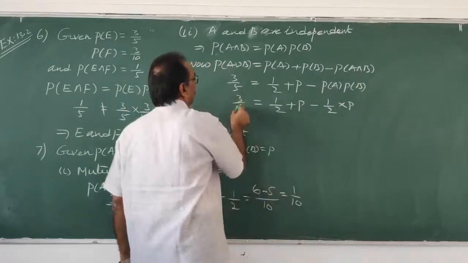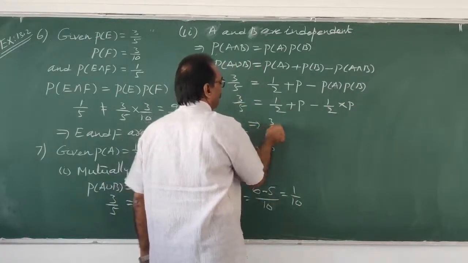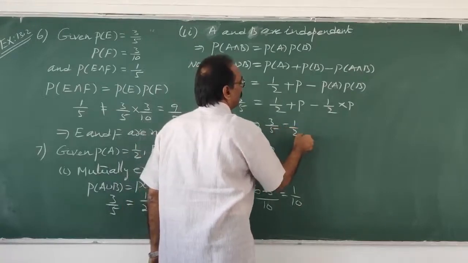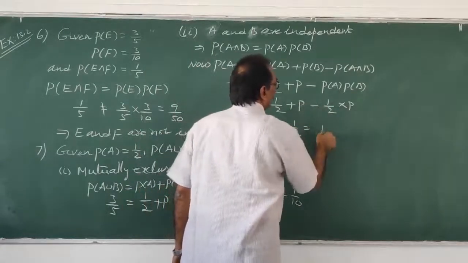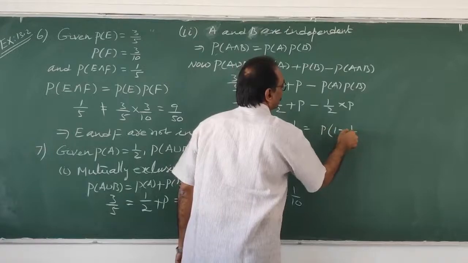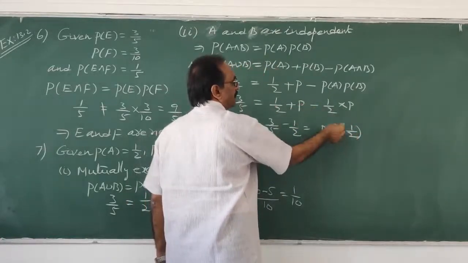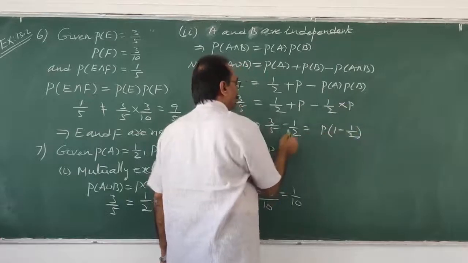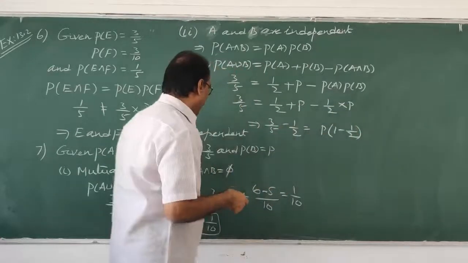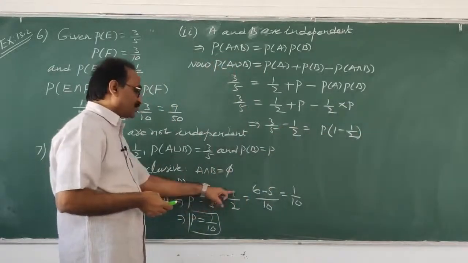This is 3 by 5. As usual, 3 by 5 minus 1 by 2 is equal to P common, 1 minus 1 by 2. Correct or not? If we take P common here, 1 minus 1 by 2. So 3 by 5 minus 1 by 2, how much? Already we did it. 3 by 5 minus 1 by 2 is how much?